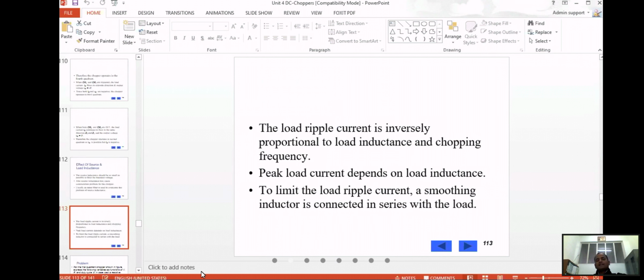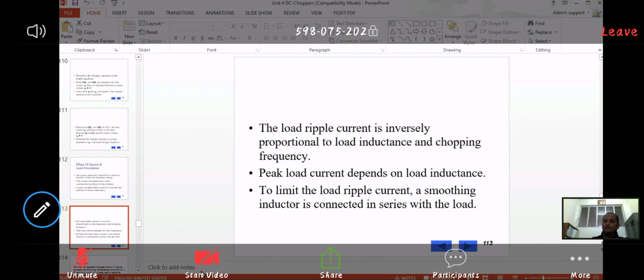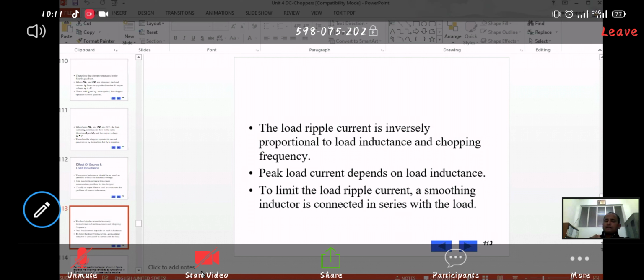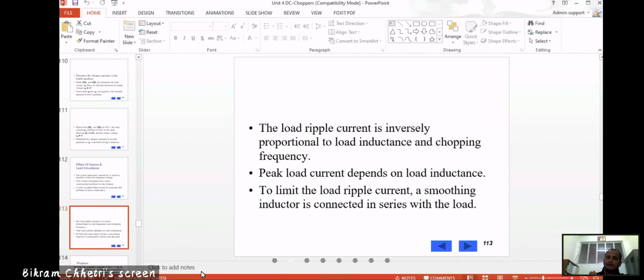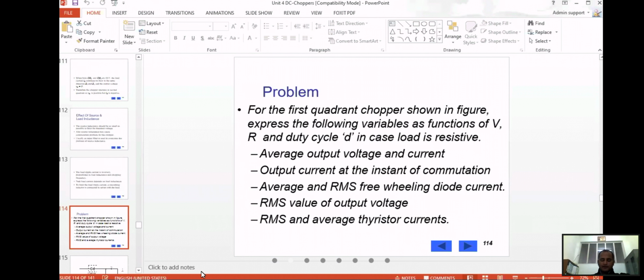So the load ripple current is inversely proportional to the load inductance and the chopping frequency. It means that the ripple currents are inversely proportional to the load inductance as well as to the chopping frequency. The peak load current will depend on the load inductance, and it is also used to limit the load ripple current. It will smoothen the current, with an inductor connected in series with the load. There will be a ripple current.